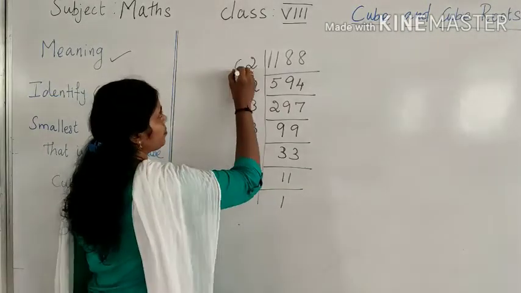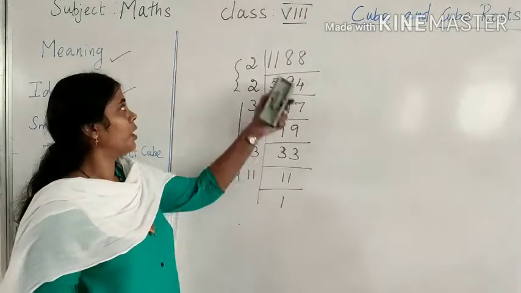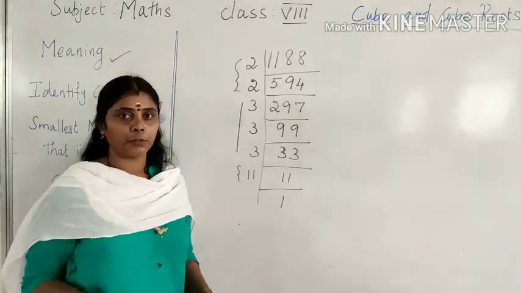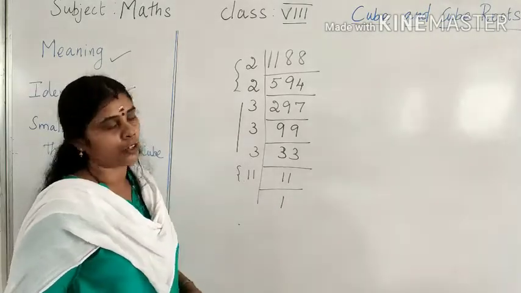These 2 and this 11 not having the pair. So this number is not a perfect cube. This is the easy way to identify whether the given number is a perfect cube or not.